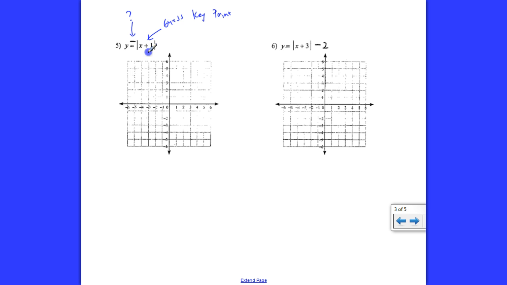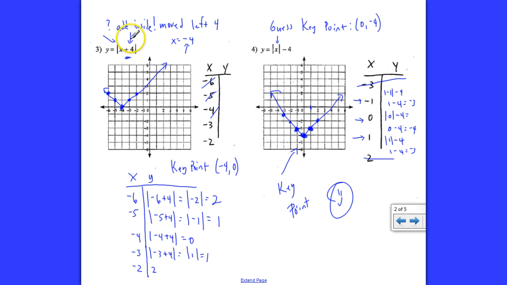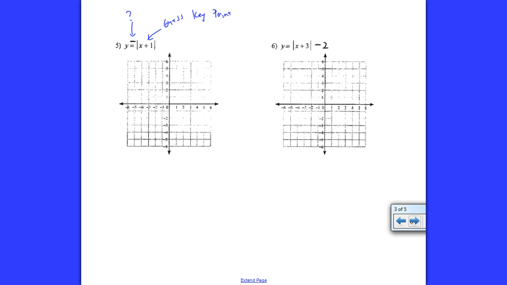I've got a +3 inside the absolute value. So let's look back at number 3. Inside that one, we had +4. So it's adding inside, and it moved it to the left. So +4 moved it the opposite 4 along the x-axis. So if I have +1, I'm going to go ahead and guess that my key point is going to be right here. I'm going to guess that it moves it left 1.